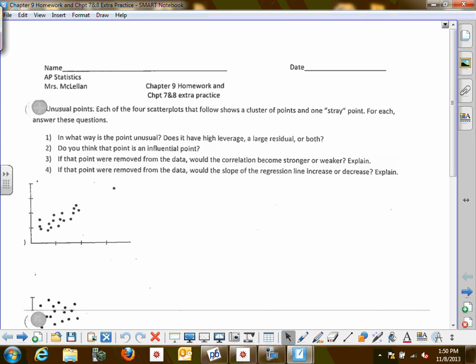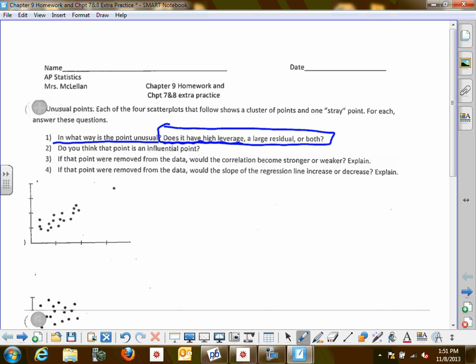I've had people ask me this. They don't understand what this is saying. It says, in what way is the point unusual? And so that's kind of a lead-in question. More specifically, does it have high leverage? So really, you're just answering these things right here. This is just a lead-in question to that. Some people were confused on it.